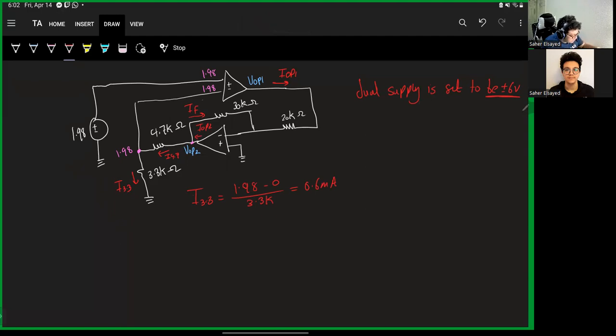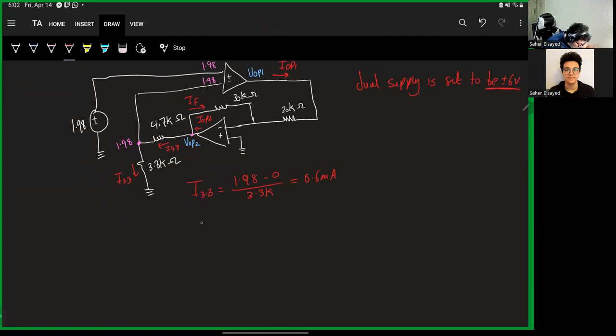Okay, good. Now, if we're trying to figure out VOB1, VOB2, what is VOB2? Is the voltage across here, right? So you know that current here is 0, right? Because there is no current that goes in or out of this op amp. So I 3.3 is the same current as I 4.7, correct? Because that's the only way this current is flowing. There is no current going into the op amp up here.